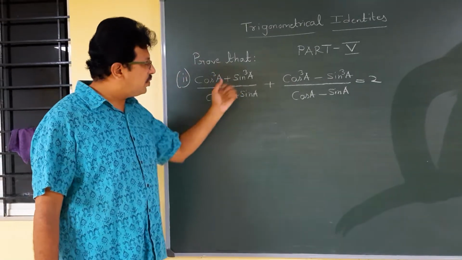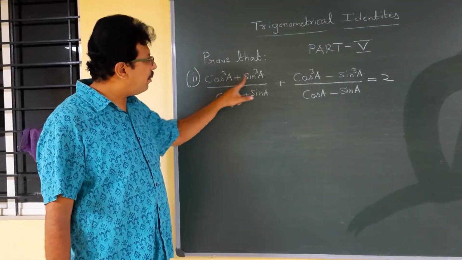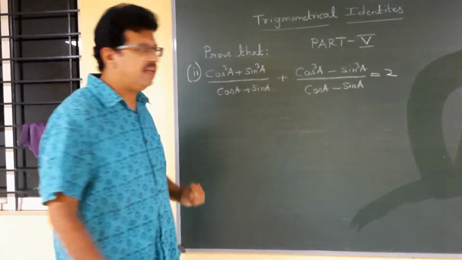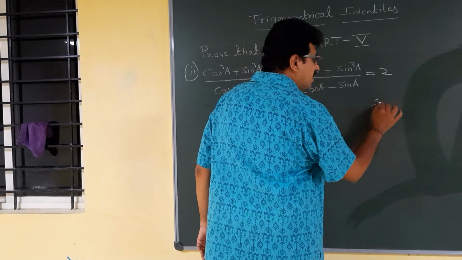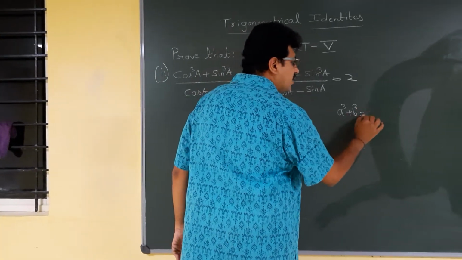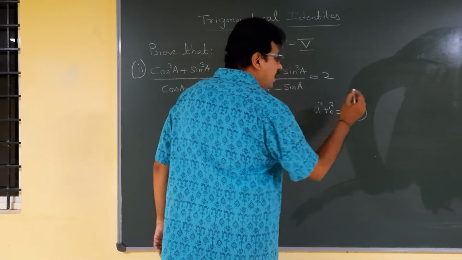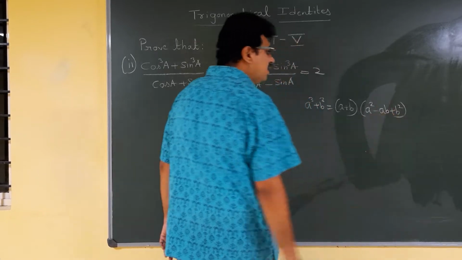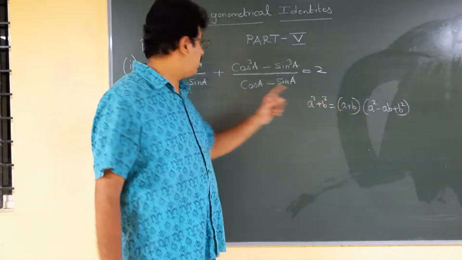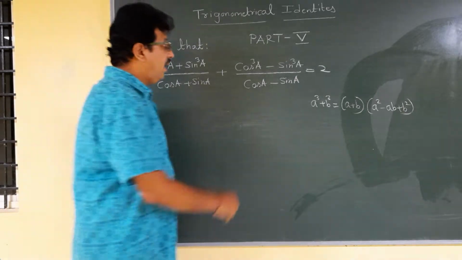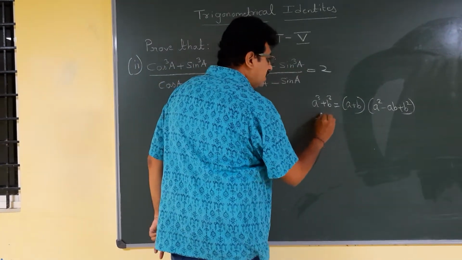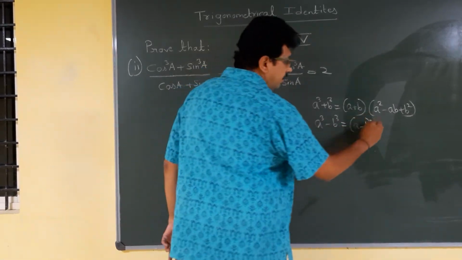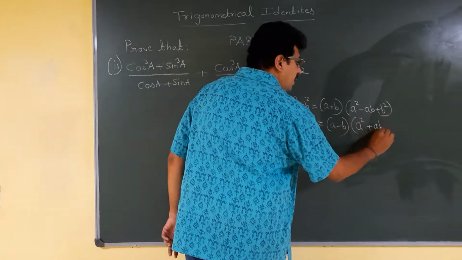So children, you need to observe very carefully cos cube A plus sin cube A. It means you need to recall the algebraic identity. What is that algebraic identity? It is A cube plus B cube, that is equal to A plus B into A square minus AB plus B square. This identity you need to recall, children. Because here it is cos cube A plus sin cube A. And here cos cube A minus sin cube A means it is A cube minus B cube, that's equal to A minus B into A square plus AB plus B square.